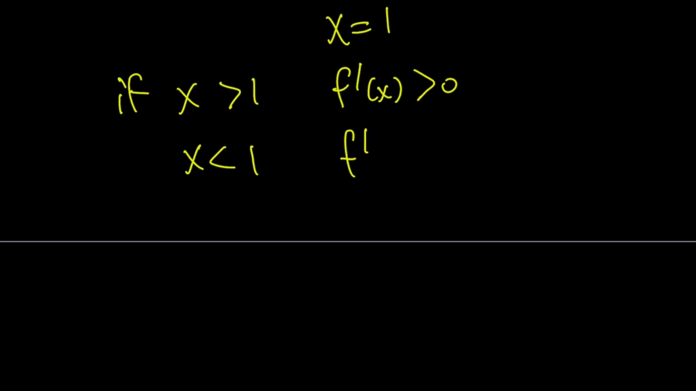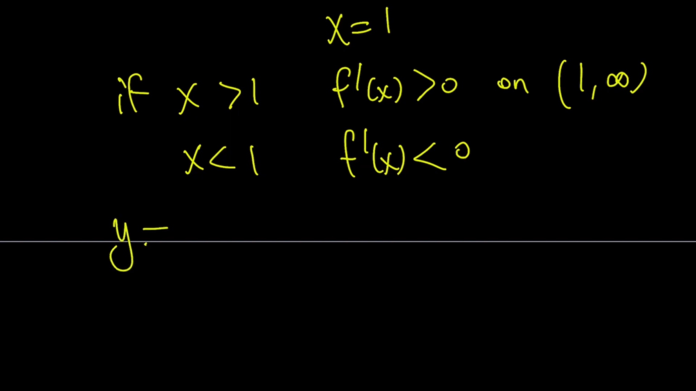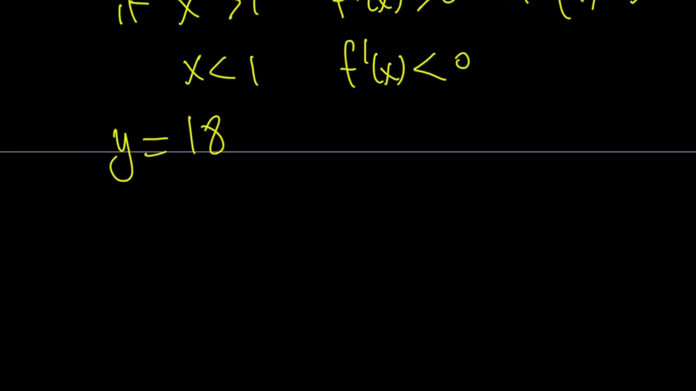Otherwise, it is decreasing, which means our function is increasing on (1, infinity). So now, think about this. You have an increasing function on an interval, and it's being intersected by a horizontal line, which is y equals 18. How many solutions are you going to get? Only one, right? So we have a unique solution.